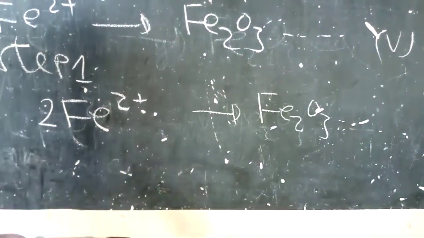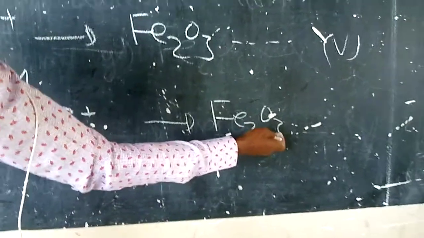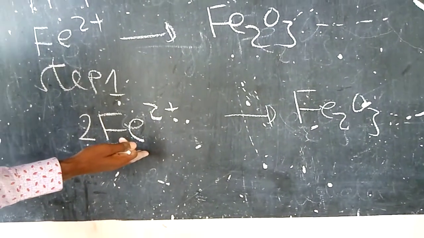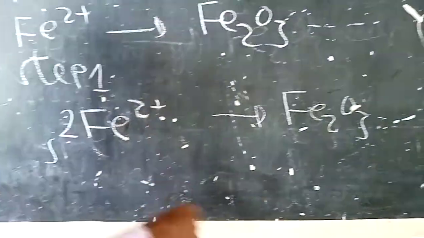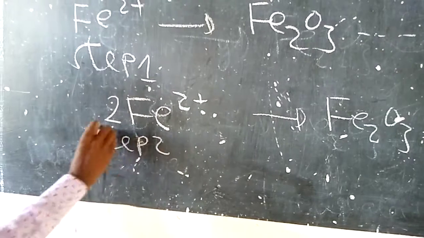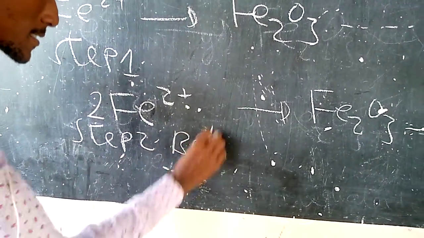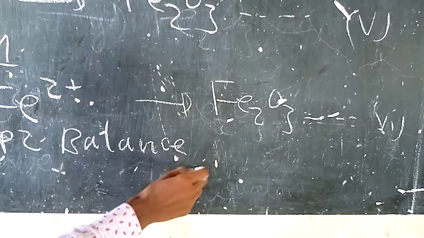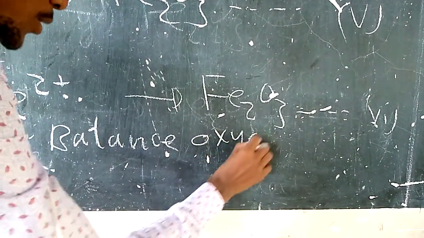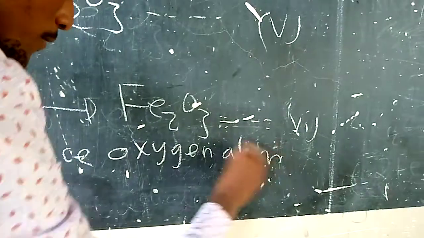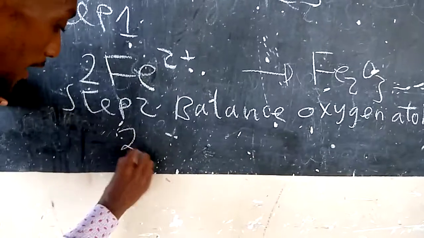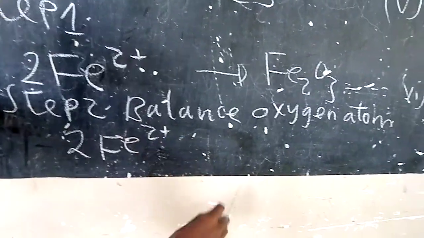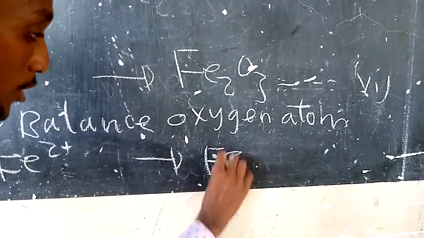Now we are going to balance the oxygen atom. As you see, in the product side we have 3 oxygen, but in the reactant side there is no oxygen. Before going to step 2, mark this equation as equation 6. Step 2, balance oxygen atom. Very simple. Take your equation as it is. It is 2 Fe2+ to get Fe2O3.